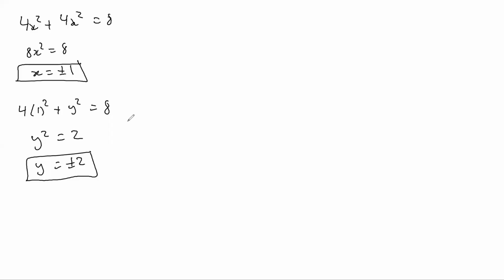All right. So this represents our critical points or possible extreme values. We can check that f has the extreme values at (1, plus or minus 2) and (negative 1, plus or minus 2). So let's see: f(1, 2), f(negative 1, 2), f(1, negative 2), and finally f(negative 1, negative 2).